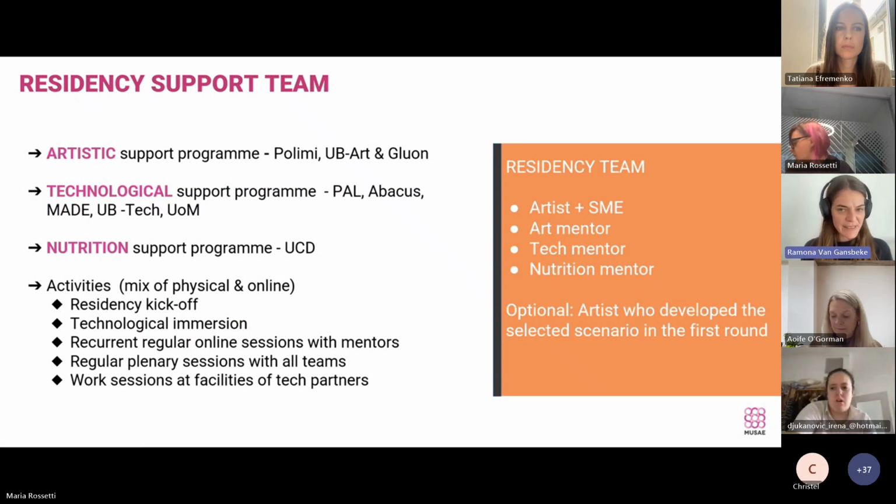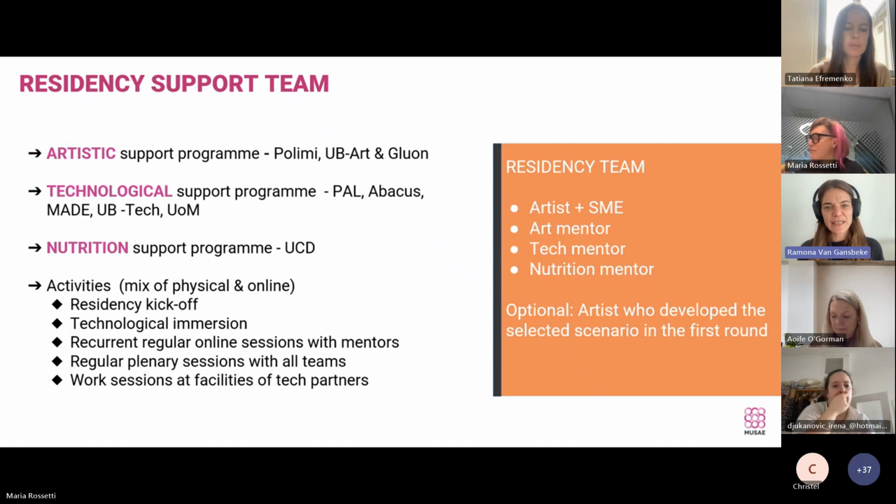So all of that, you will be facing an 11-month-long project or residency program led by you as a team and supported by a very diverse team of mentors consisting of an art support program, a technological support program, and a nutrition support program.